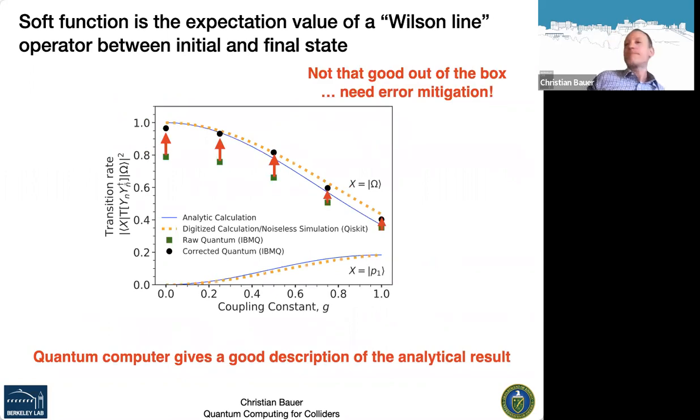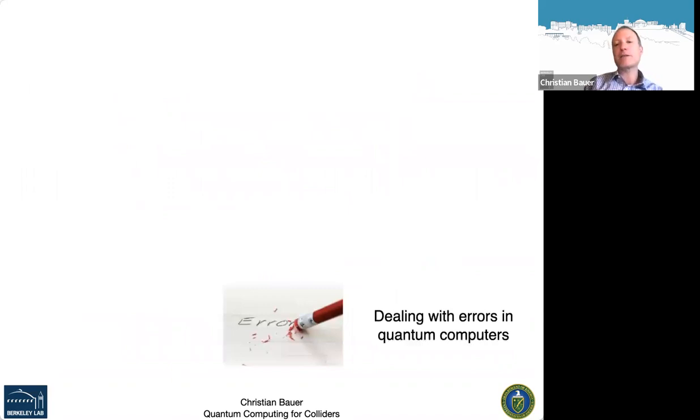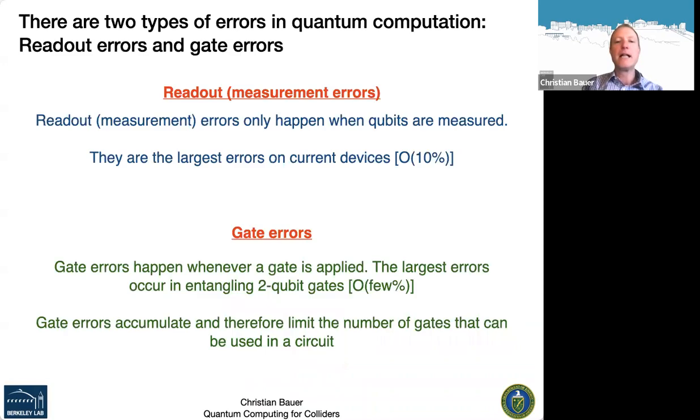Okay, if not, let me spend maybe 1 or 2 minutes on the final parts, how we deal with errors in quantum computers. I just want to give you a very quick flavor of this. There are 2 types of errors that you have in current devices and probably also in futuristic devices, and they're classified in two parts. There's a readout error, sometimes called a measurement error. And that is essentially the error that happens when you measure something.